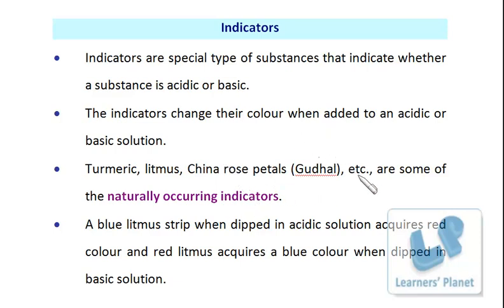So acid converts blue litmus paper to red, and base converts red to blue. This is acidic and this is basic. So if you have a litmus strip with you, if you dip the blue litmus strip into acid, it will turn red, and so you will come to know that it is acid. And similarly, you can check which one is basic.